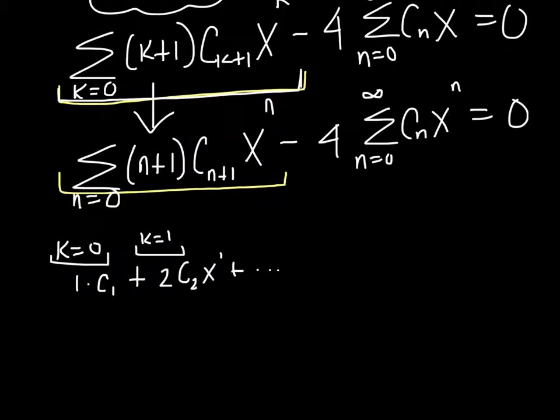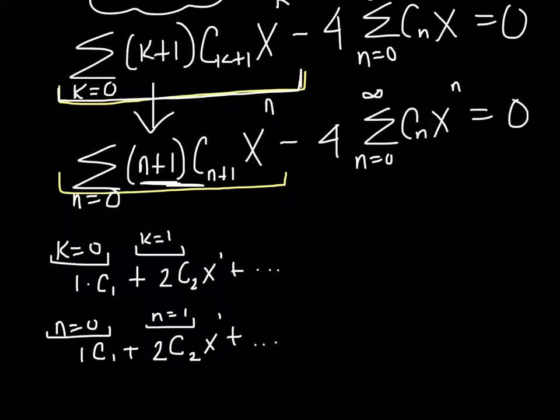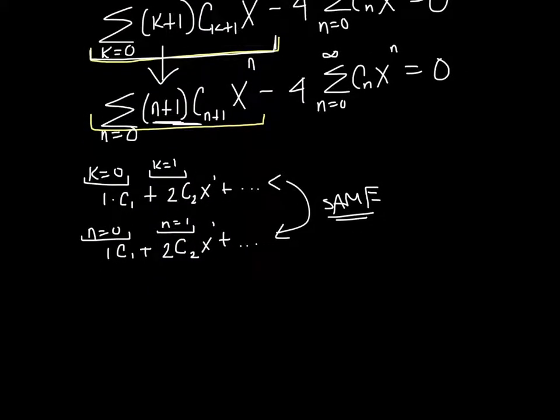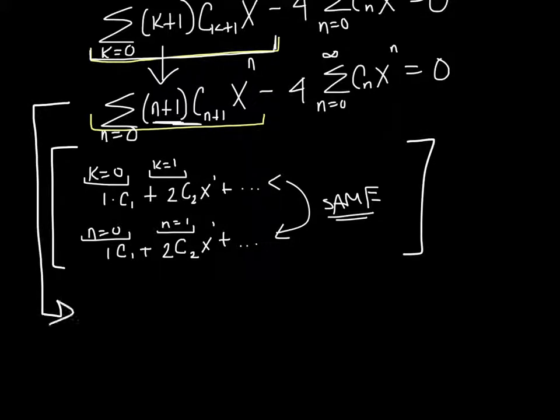Now let's do it for this one. What if n is 0? Then I get 1c1 x to the 0, which is 1, plus, what if n is 1? Then I get 2c2, since n plus 1 is 2, x to the 1, and if you keep going, these are exactly the same. Again, the dummy variable is just a placeholder variable, so that's why I'm allowed to replace my k's with n's, because the math proves it. It's very nice. So this was a side note to convince you that they are the same power series.